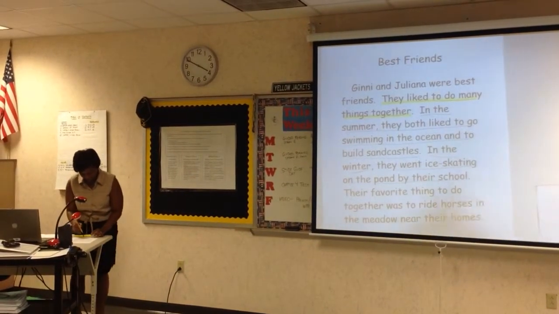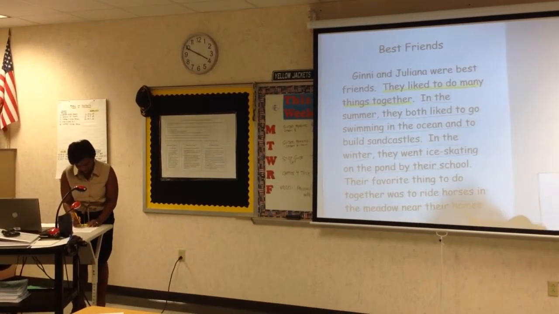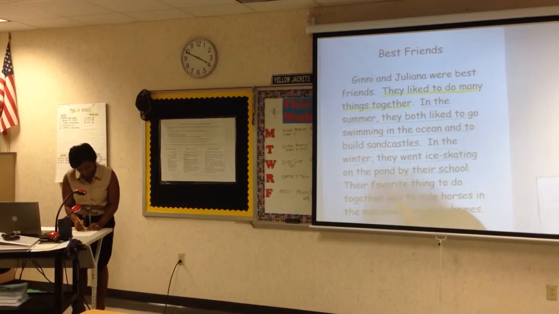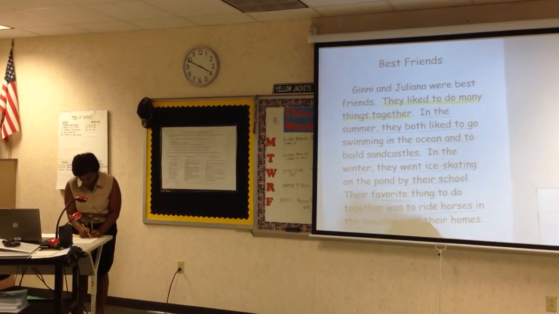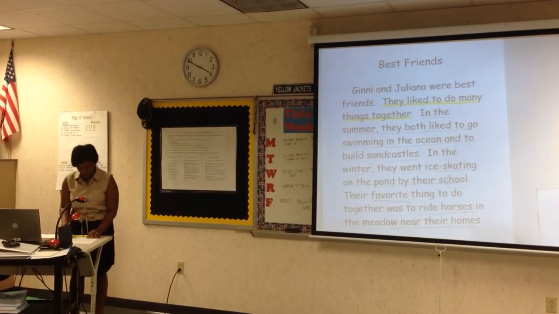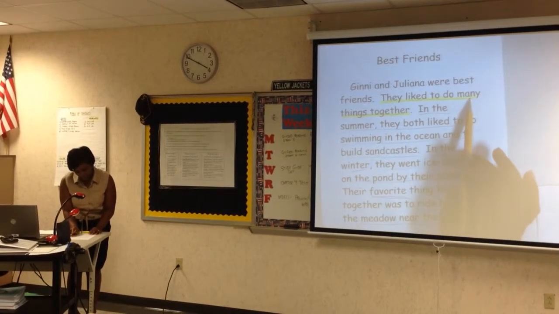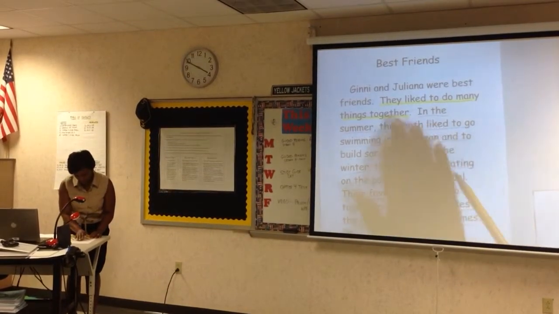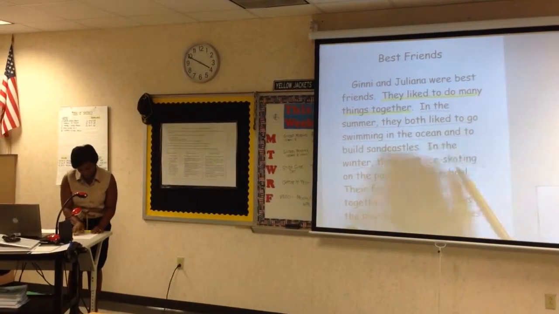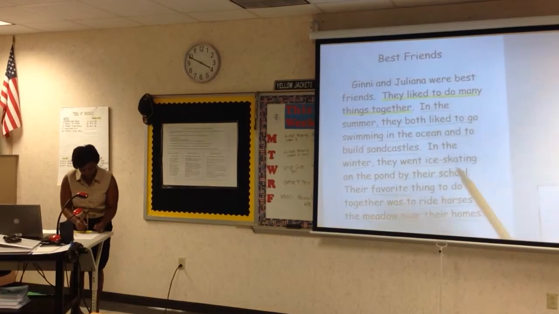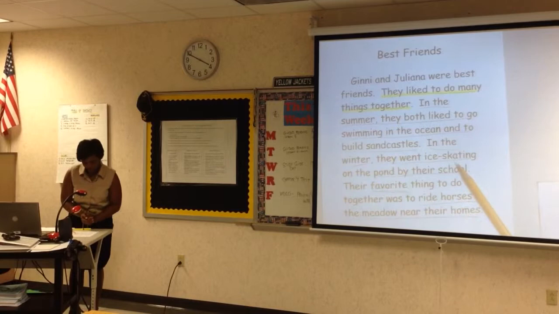Now let's see what else we have here. Their favorite thing to do together was to ride horses in the meadow near their homes. Okay, this is their favorite thing. Favorite. And that was to ride horses in the meadow. Okay, so I have used my highlighter to highlight what I think the main idea is. I have underlined the supporting facts or things that are important to know, what they like to do in the summer, in the winter, and their favorite thing.